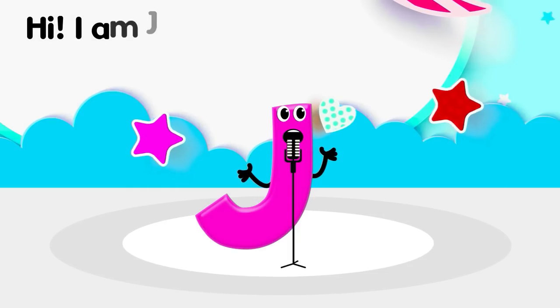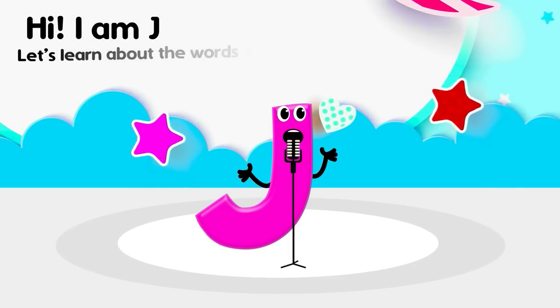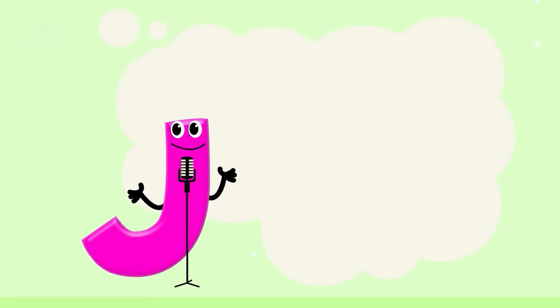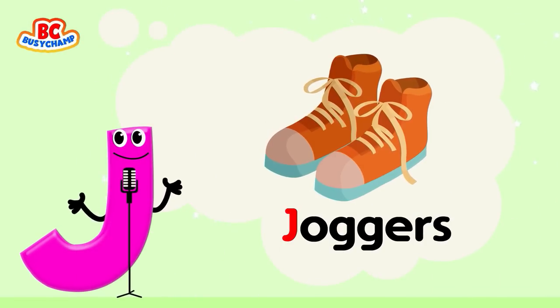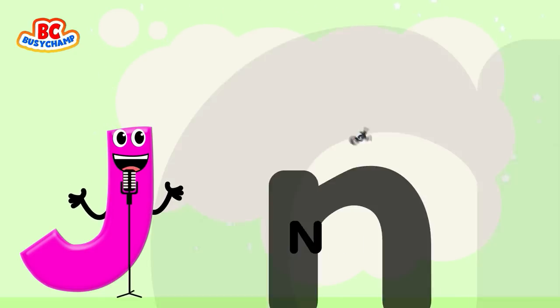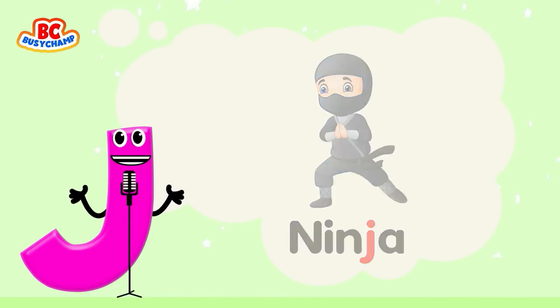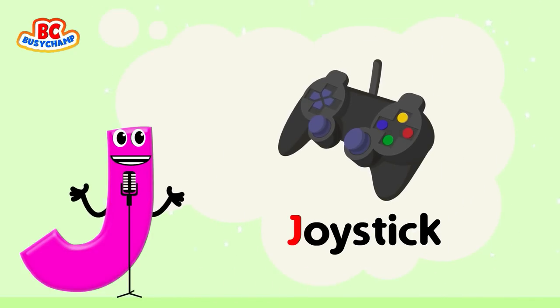Hi, I'm J. Let's learn about the words you can find me in. Joggers. Joggers start with the letter J. Ninja bike also has J in it. Joystick. Joystick also starts with the letter J.